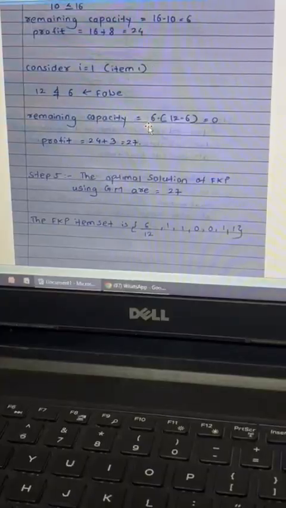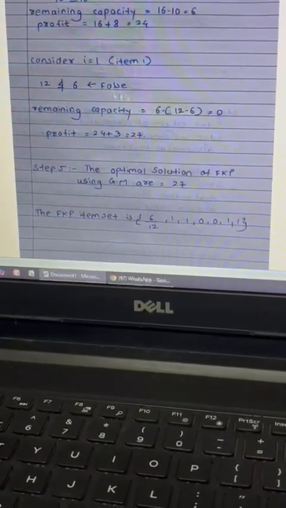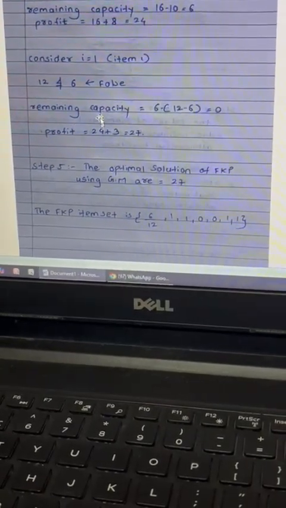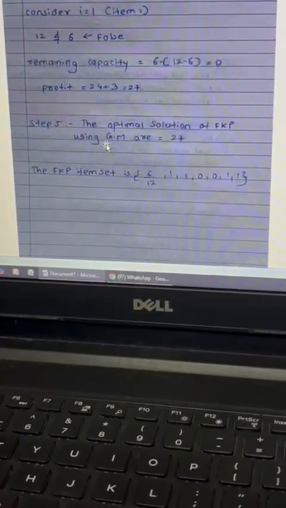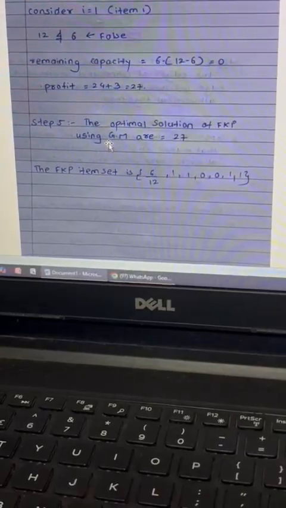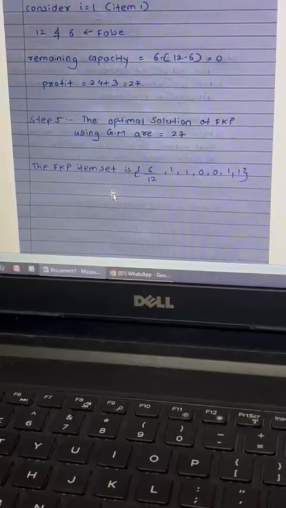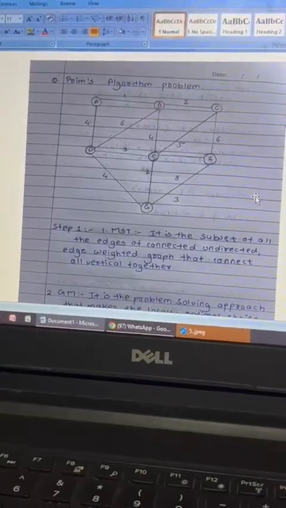Then the last one, consider i equal to 1, item 1. 12 is not less than 6, which is false. Remaining capacity 6 minus 6 is equal to 0. Profit 24 plus 3 is equal to 27. Step 5, the optimal solution of the fractional knapsack using the greedy method is 27. The item set is 1, 1, 1, 0, 0, 1, 1 with a fraction of 6 by 12 for item 1. Next page is Prim's algorithm problem.